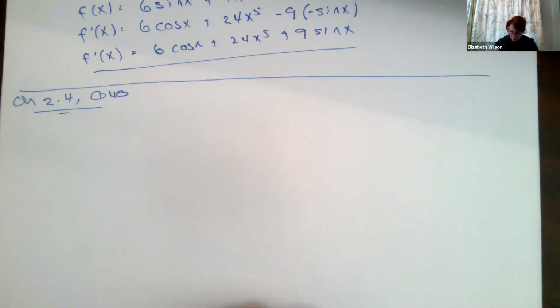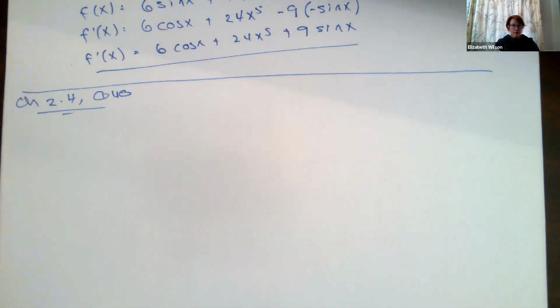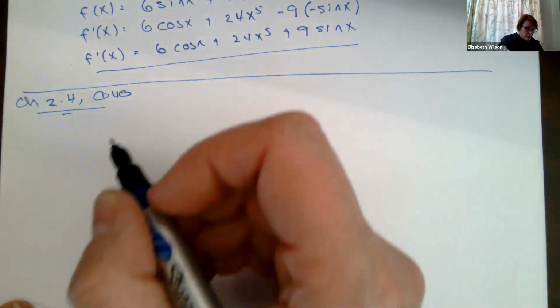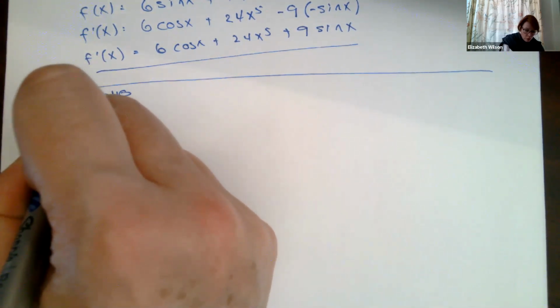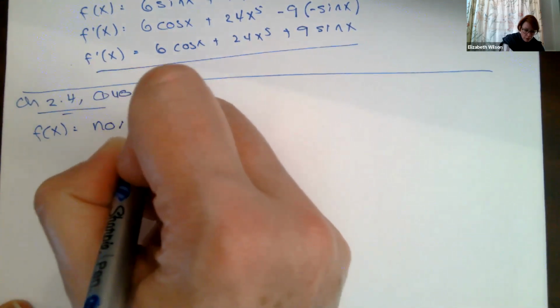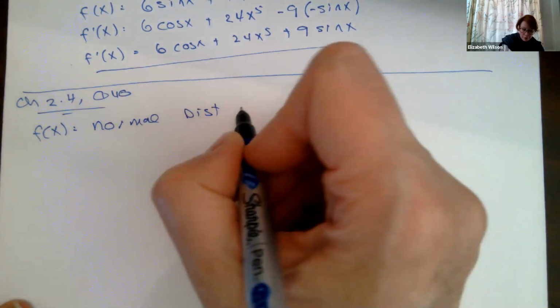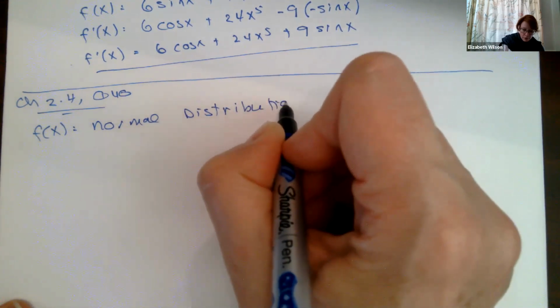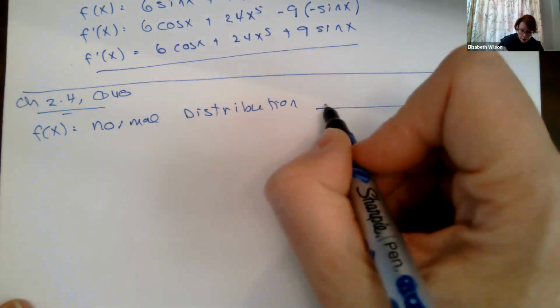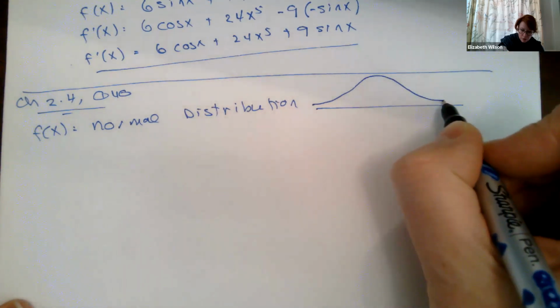Chapter 2.4, question 40. This is actually an excellent question because as engineering students, you are required to take Math 3081, which is probability and statistics, which I also teach in the summertime. It's a really neat class. This question leads right into that class because the function we're given is the normal distribution. This is when they talk about a bell curve. We're looking at a function that goes like this. This is our normal distribution.